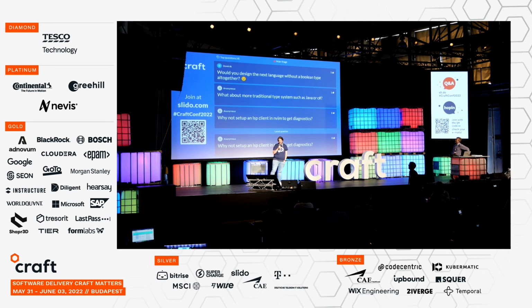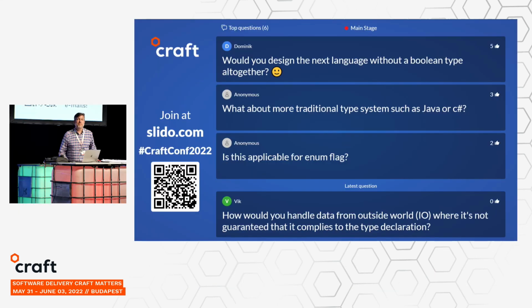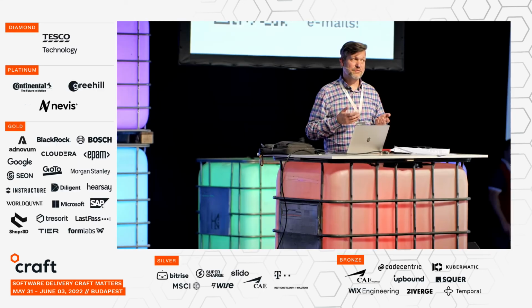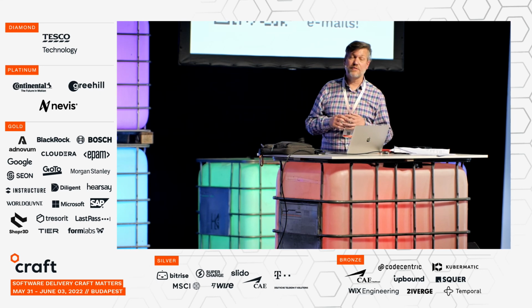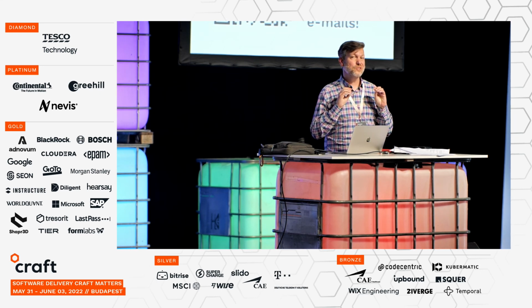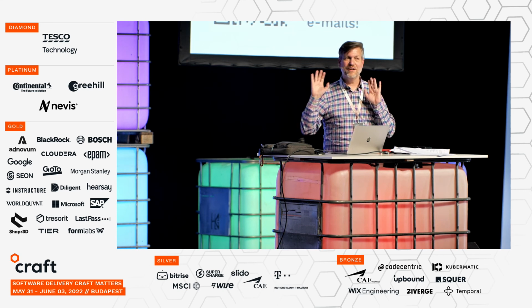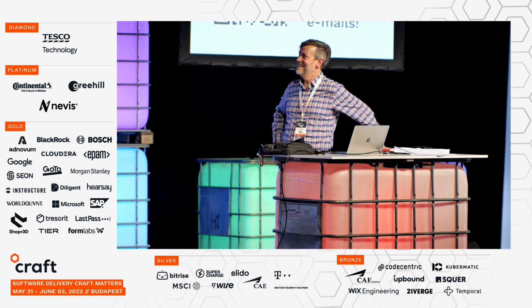But meanwhile, Dominic says, would you design the next language without a Boolean type altogether? I would, because Booleans are good for one thing, which is the result of a logical operation. So you can actually just simulate it with a type that has values of true and false. The thing about having a Boolean is that you also suddenly have if statements. And that's a whole other talk about if statements.